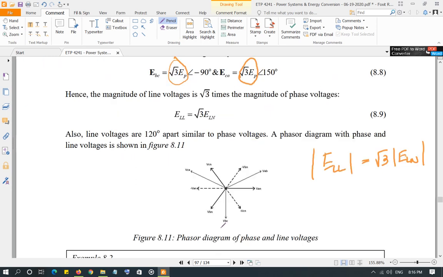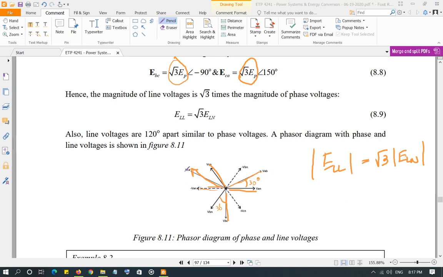So if you look here, these are your line to neutral voltages, VAN, VBN, and VCN. So VAB or EAB is this, the magnitude is square root of 3 times the line to neutral voltage, and the angle is 30 degrees, right? This is VBN or EBN, and this is your VBC. So it is leading the line to neutral voltage by 30 degrees, and the magnitude is square root of 3 times the magnitude of VBN. And likewise, this is your ECA, and this is your ECN.